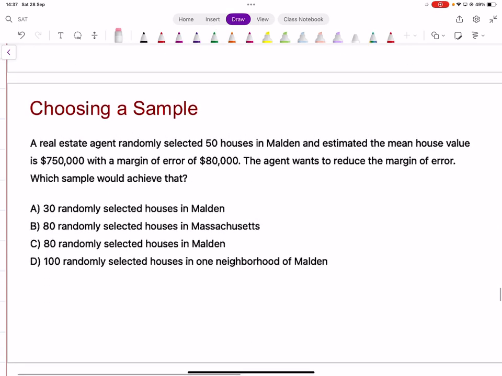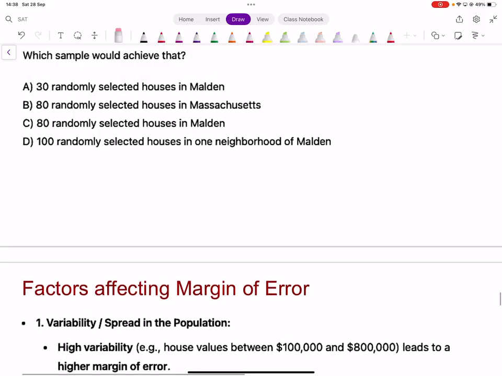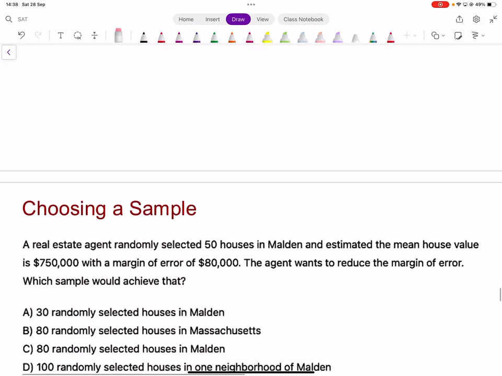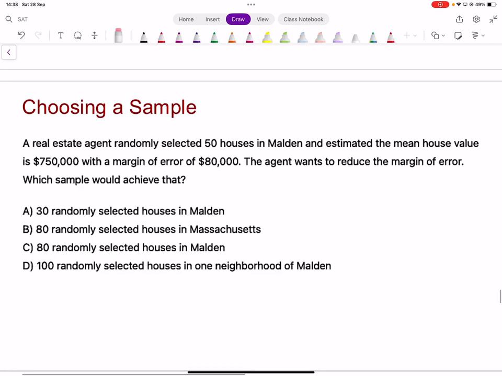Let's take an example. A real estate agent randomly selected 50 houses in Malden and estimated the mean house value is $750,000, with a margin of error of $80,000. The agent wants to reduce the margin of error. Which sample would reduce that? I'm sorry, this, okay, it's not about generalizability. We'll look at another example of that later on. It's another concept. So choosing a sample. How do you choose a sample?